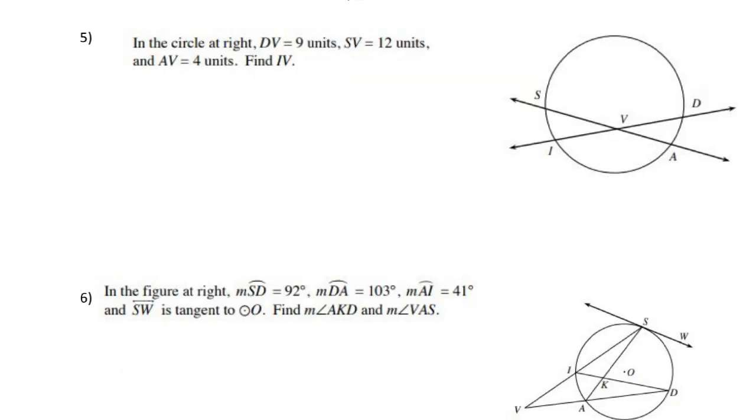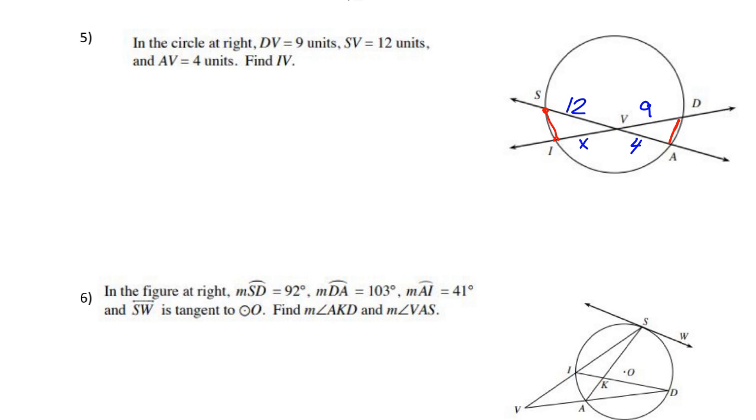In that circle at right, DV is equal to 9. So I'll put the information on my figure. SV is equal to 12, AV is equal to 4. And you want to find IV, so I'll name it X. I'll connect the 2 points D and A with a segment. I'll also connect the 2 points S and I with a segment.